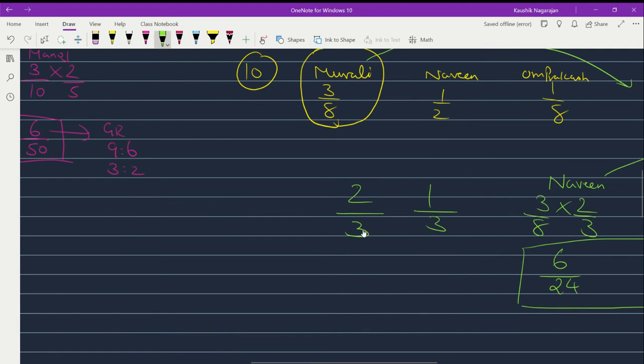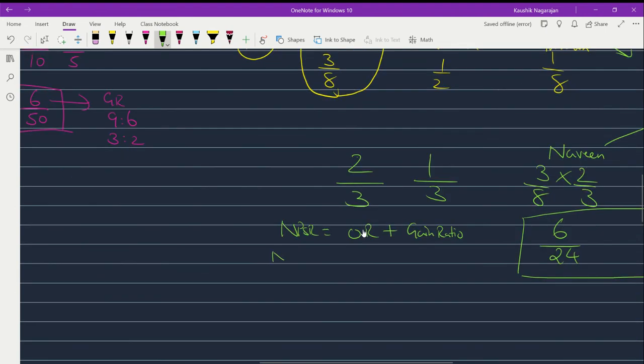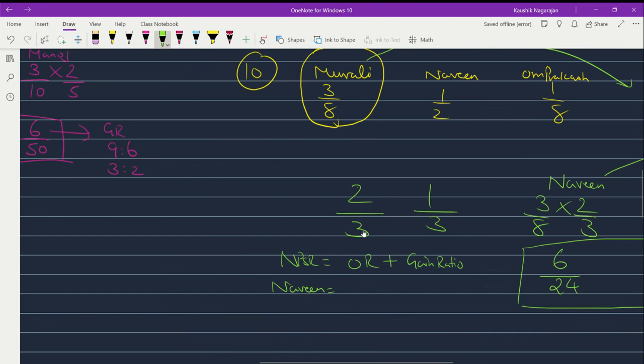Now compute the NPSR by using the formula. So it is the old ratio plus the gain ratio. So first let's calculate for Naveen. For Naveen the old ratio was 1 by 2.